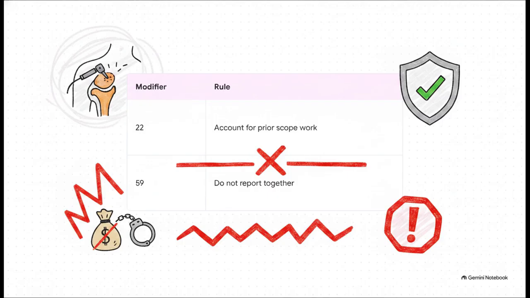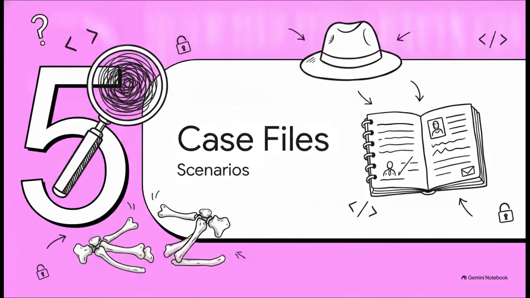Why? Because all of that work was performed in the exact same anatomical site, the shoulder, during the exact same session. Modifier 22 is your valid legal tool. Modifier 59 will just trigger an immediate audit flag. No way around it.